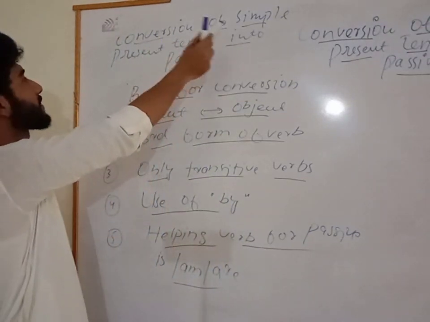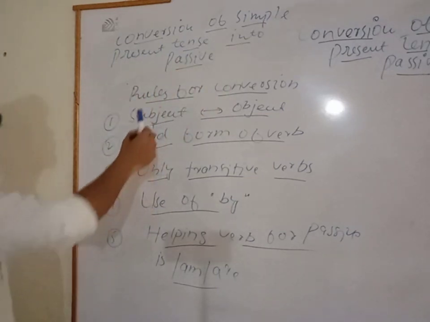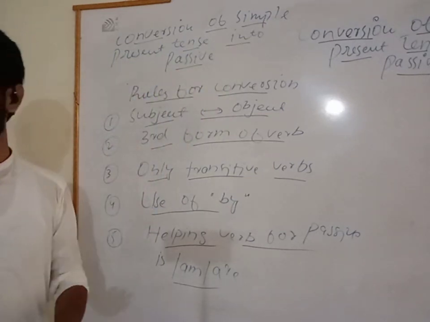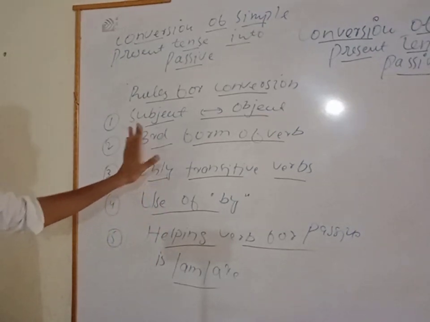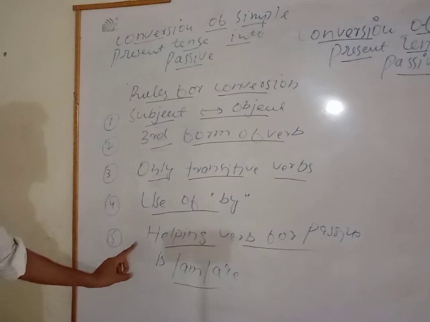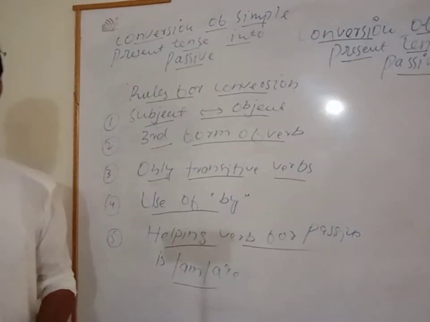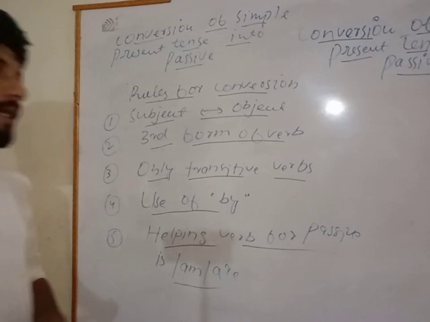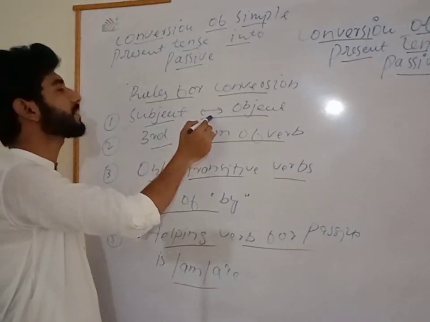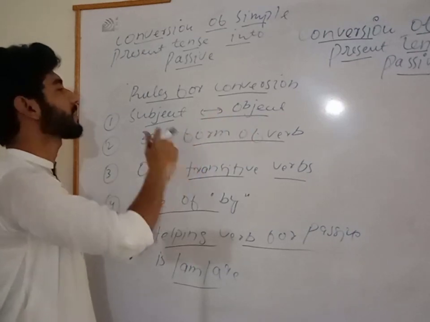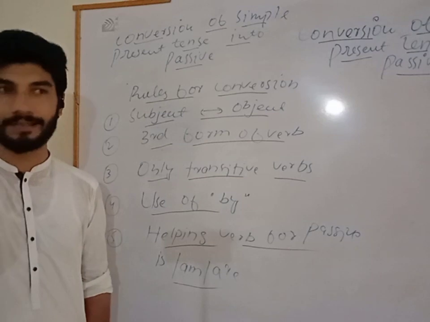So, conversion of simple present tense into passive voice. Rules for conversion. We have some rules, just keep this in mind. Five rules are common, which are for each and every tense. Only one rule changes, which is the helping verb. You have to use a specific helping verb for every tense if you want to convert it into passive voice. So rule number one: subject will be replaced with object, and object will be replaced with the subject. This is rule number 1.